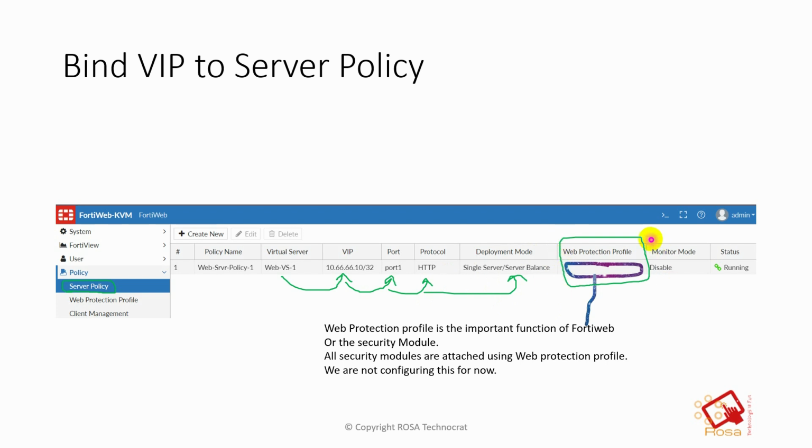Web protection profile is the important function, the main function of a FortiWeb. So for now, we will not be binding a web protection profile. The web protection profile is where all the security inspections, the different kinds of security checks being done on that virtual IP or that application, are defined. For now, we will not be defining a web protection profile and will continue without it. So all these are bound together using the server policy.